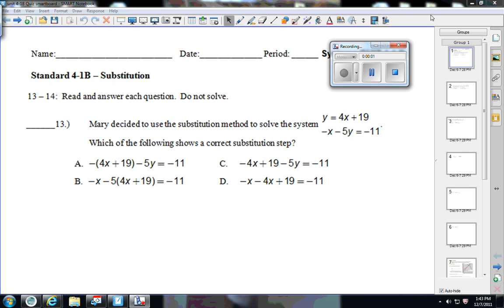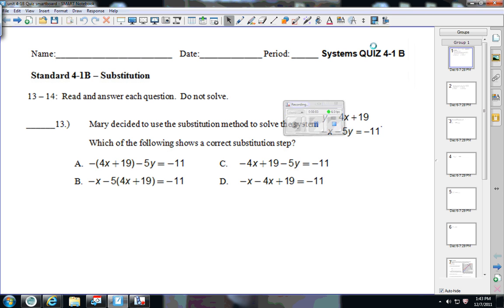This video is more practice on substitution. It's going over one of our quizzes over Standard 4-1B, which is substitution. In this case, it asks you to decide which method is used to solve this. Mary decided to use the substitution method to solve the system. It wants to know what's the correct step for it.